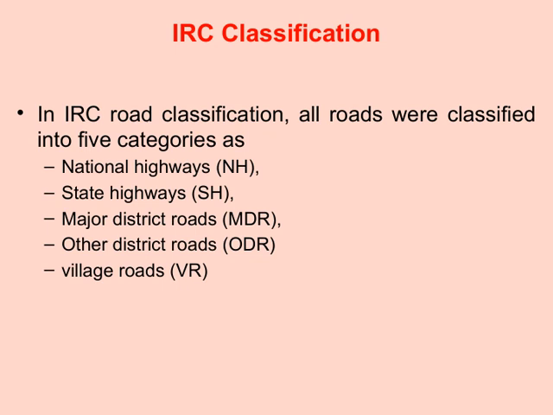Next, we have state highways, or SH, which connect important towns and districts within a state, supporting regional connectivity. Then there are major district roads, or MDR, which serve to link districts to the state highways, ensuring smoother movement within districts. Following that, we have other district roads, or ODR, which are crucial for connecting smaller villages and local areas to the district road network. Lastly, village roads, or VR, form the foundation of the network, providing access within villages and to nearby roads.